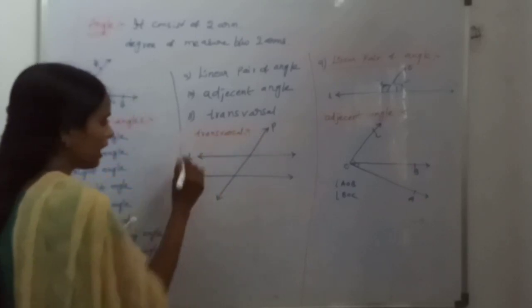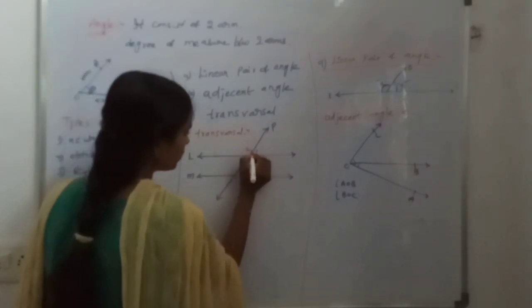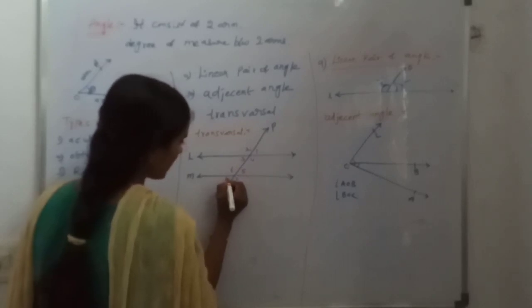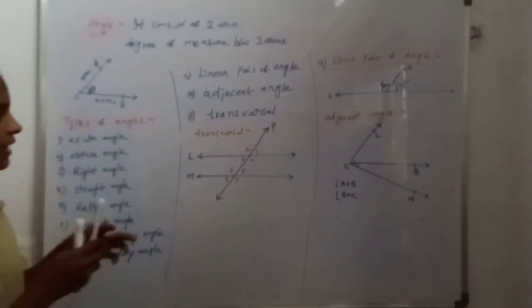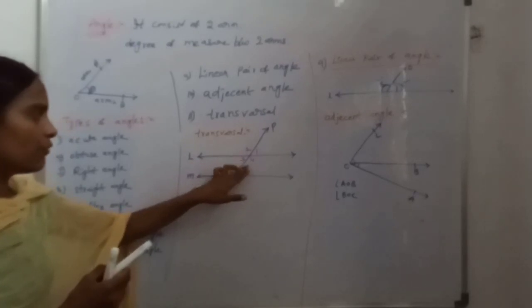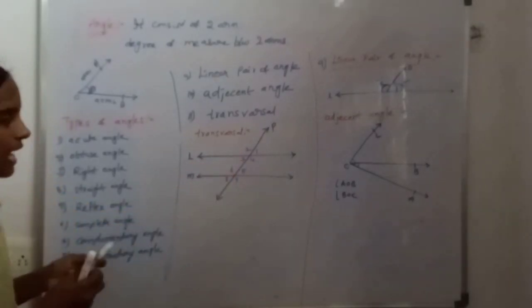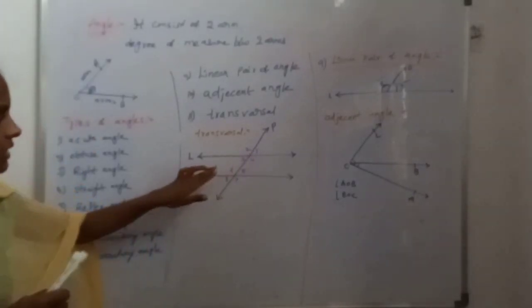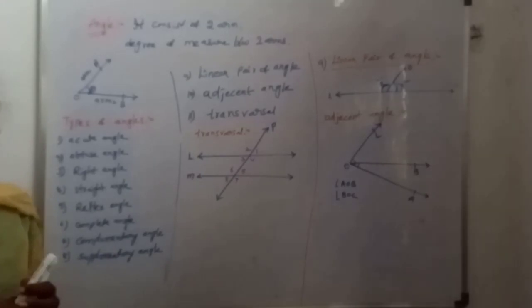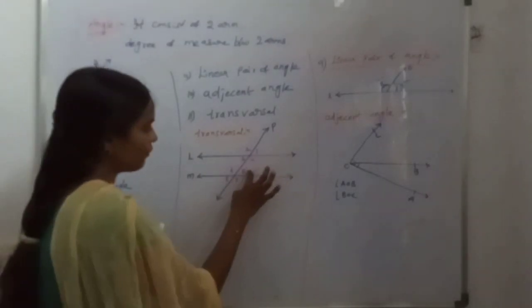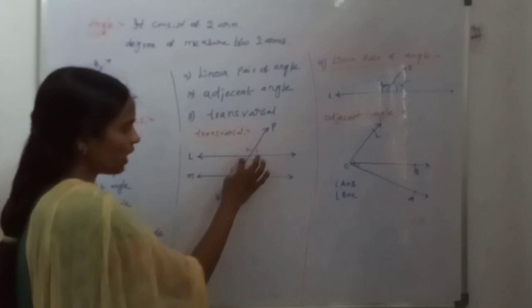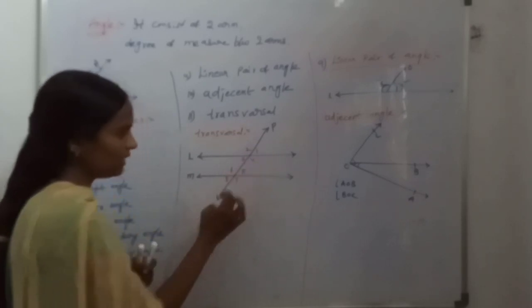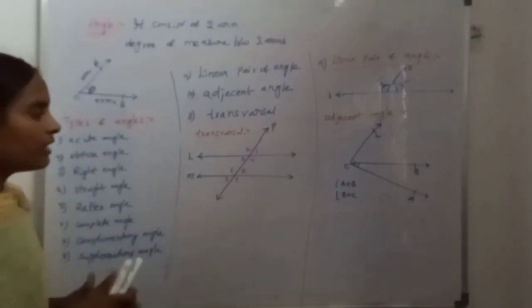Now I am marking points 1, 2, 3, 4, 5, 6, 7, 8. It has corresponding angles. What are corresponding angles? Now let's see: 1 and 5, next 2 and 6, 3 and 7, next 4 and 8. These are our corresponding angles.